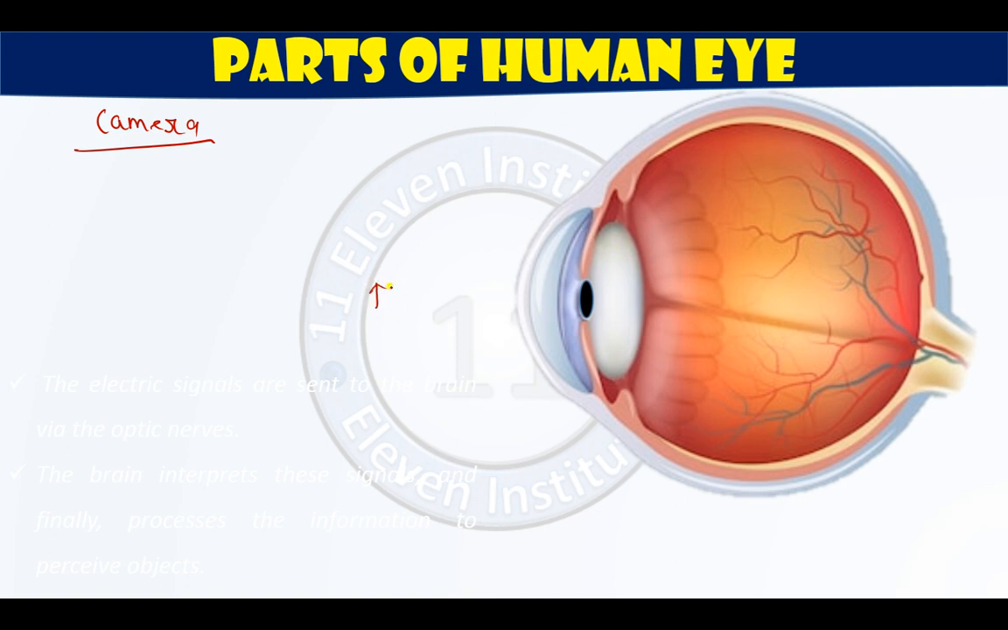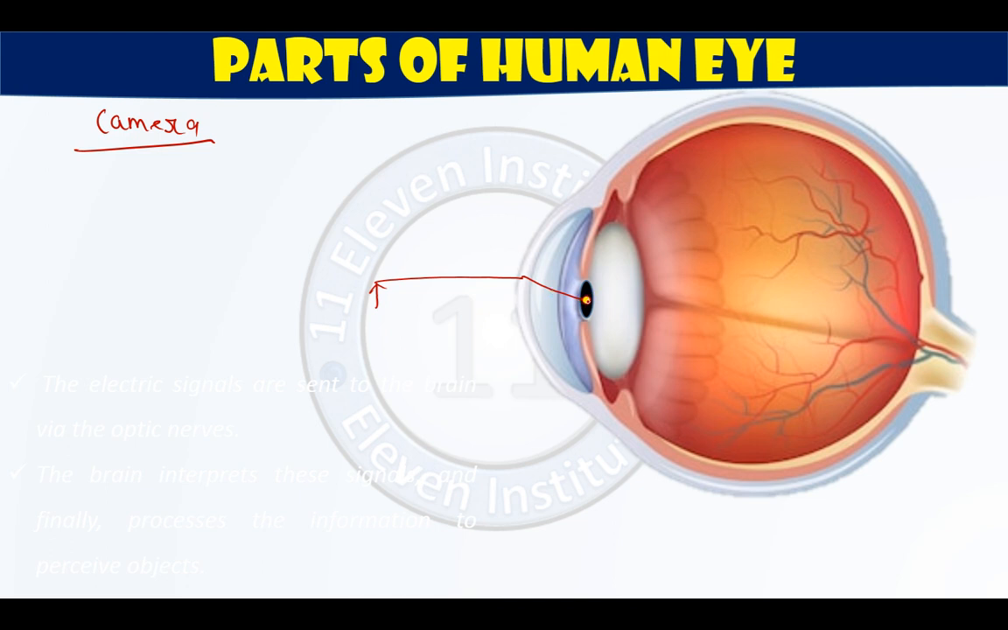There is an object over here, light rays will fall on the cornea, which performs the majority of the refraction, then the light will go into the pupil. What is the pupil? It controls the amount of light that enters the eyes. The size of the pupil is controlled by this iris. The iris is a muscular diaphragm which will contract and relax, and based upon its contraction and relaxation the size of the pupil will increase or decrease.